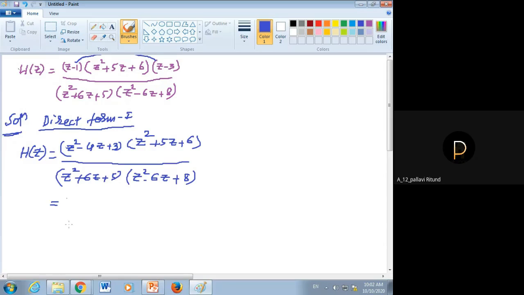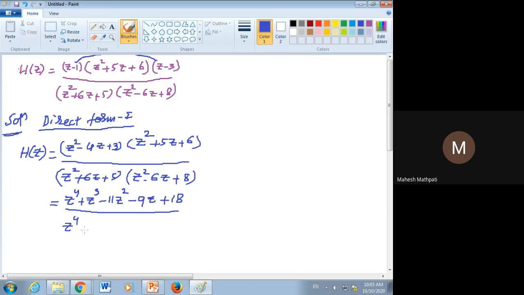Z raised to 4 plus Z raised to 3 minus 11 Z square minus 9 Z plus 18, divided by Z raised to 4 minus 23 Z square plus 18 Z plus 40, equals.